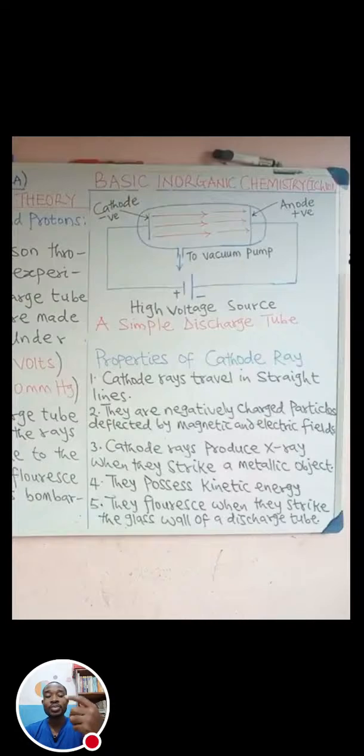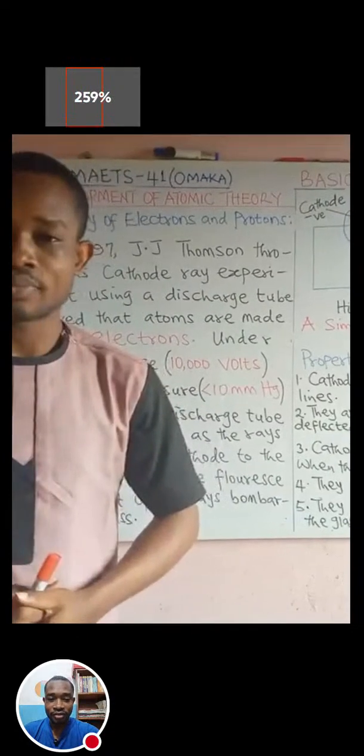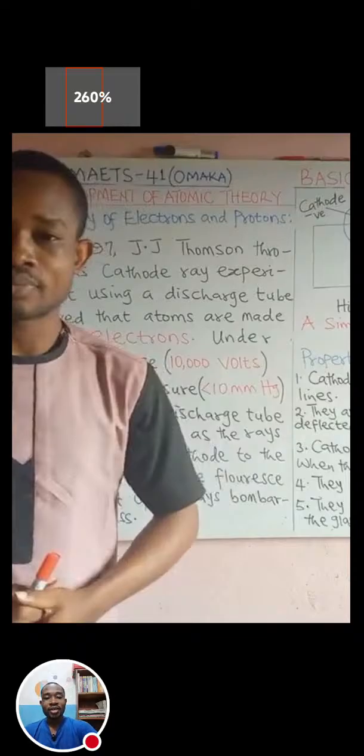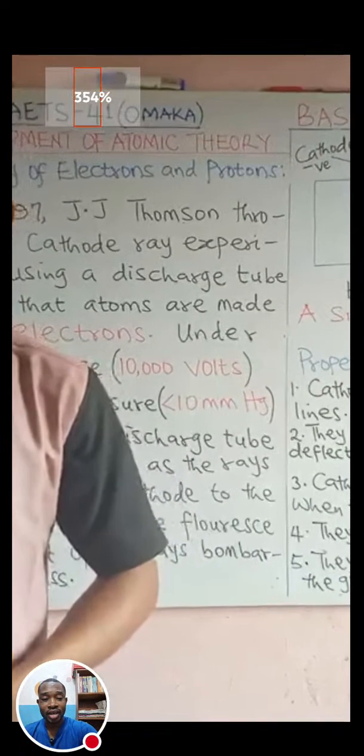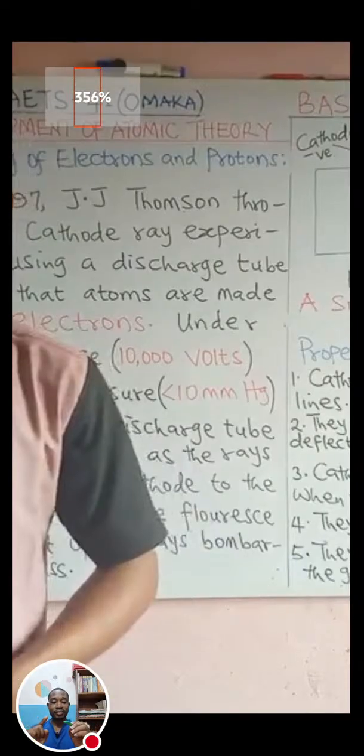And how is this being done? Look at the condition. You have to subject it to a potential difference of about 10,000 volts. That is a voltage of about 10,000 volts. What about the pressure of the gas? The pressure of the gas is expected to be low. You can see that showing on the screen, less than 10 millimeter of mercury.